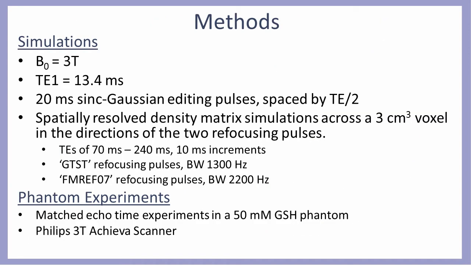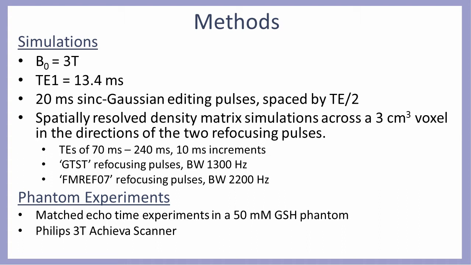We examined the echo time modulation of glutathione with both simulations and phantom experiments and verified this in vivo. All simulations were done at a B0 field of 3T with 20 millisecond editing pulses. The simulations were spatially resolved in the two directions defined by the slice-selective refocusing pulses. Echo times from 70 milliseconds to 240 milliseconds were simulated, with two types of refocusing pulses: the vendor standard amplitude-modulated refocusing pulses with a bandwidth of 1300 Hz, and frequency-modulated refocusing pulses with a bandwidth of 2200 Hz.